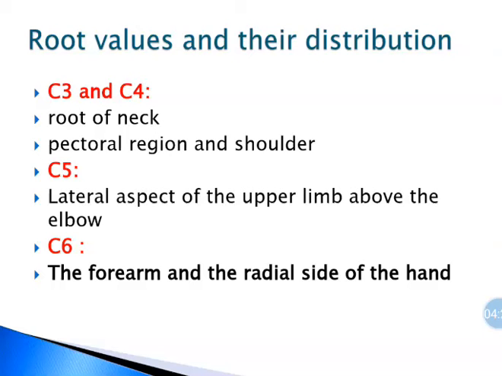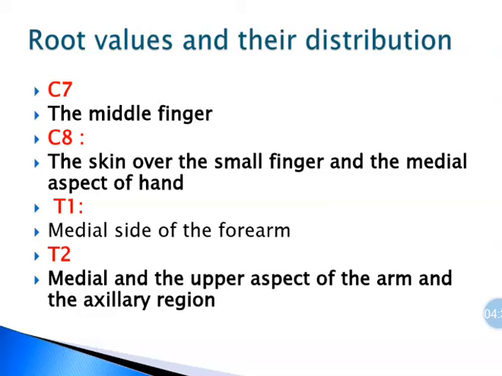Then we come to C6. Radial side of hand and forearm are supplied by C6. Then, as we already discussed, C7 supplies the middle finger. C8, the skin over the small finger, and the medial aspect of hand. Then medial side of forearm is by T1, and medial side and upper aspect of arm and axillary region is by T2.